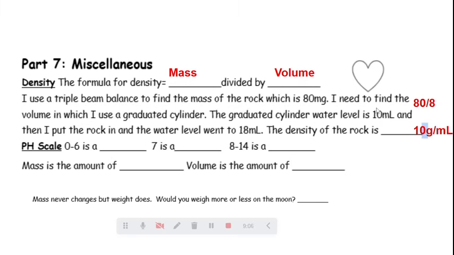So 18 minus 10 is 8. That's how I got this. So if I do 80 divided by 8, I'm going to get 10 grams per milliliter. All right, we got a couple more, guys.